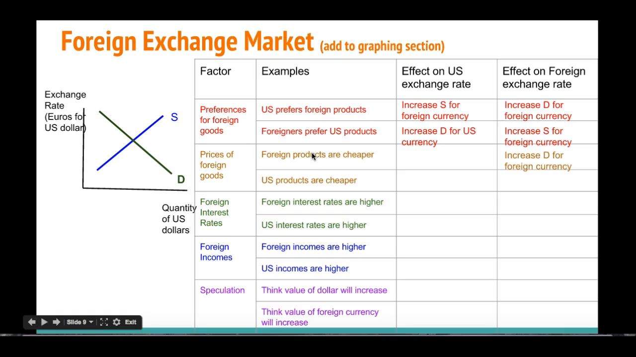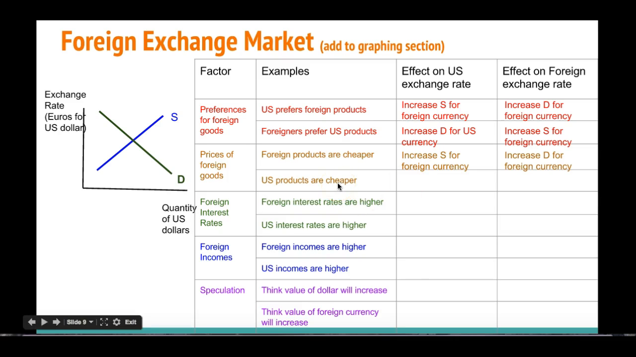Or increasing the demand for the foreign currency, because if we want their products, we have to have their currency. So if we need their currency, we need to also supply more of our currency, our U.S. currency. Sorry, that should say U.S. currency. Apparently, I made a mistake there.